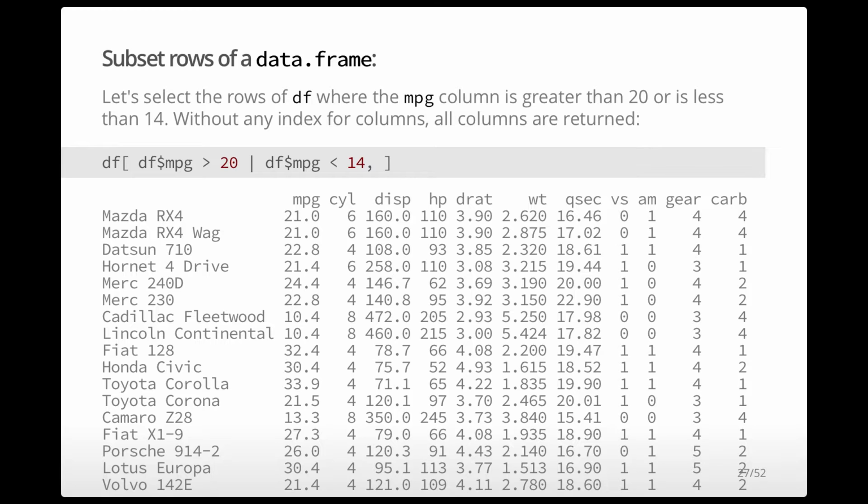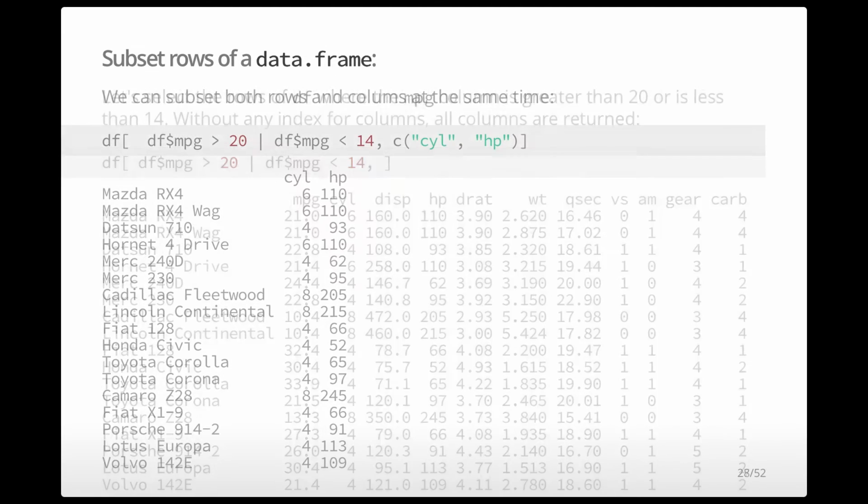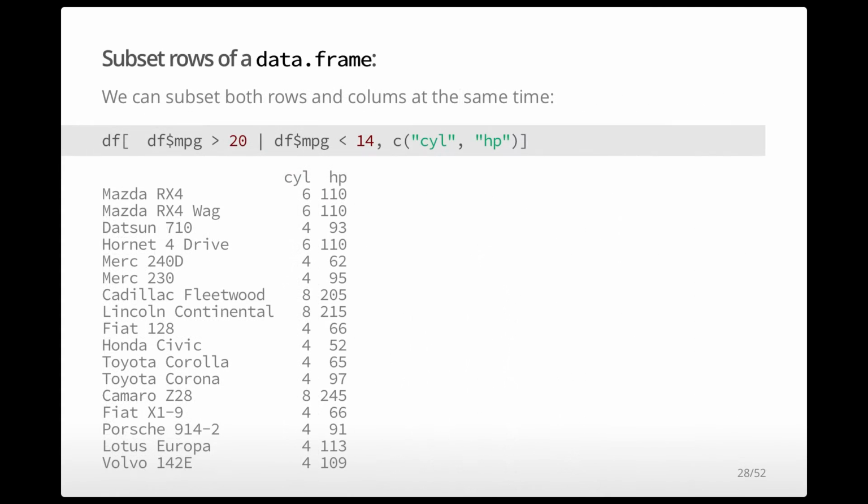So just like in vectors, you can subset based on logicals, or you could again use indices here. And again, you can combine these two where I want to say it's less than 14, it's greater than 20, but I want only these two columns.